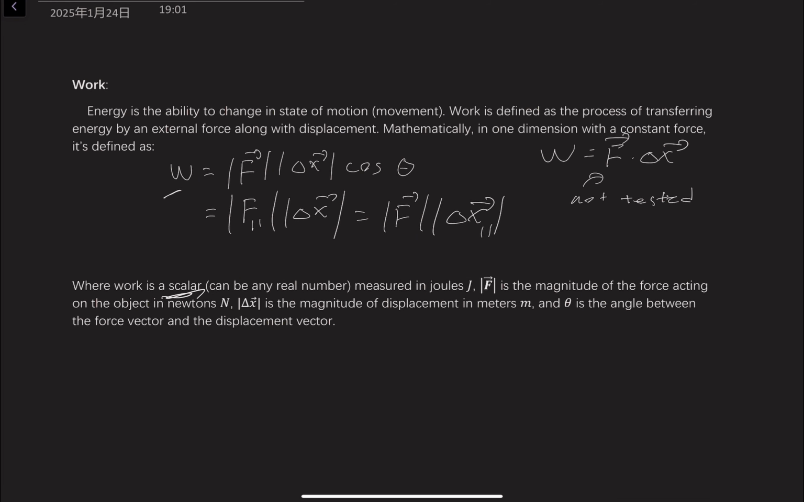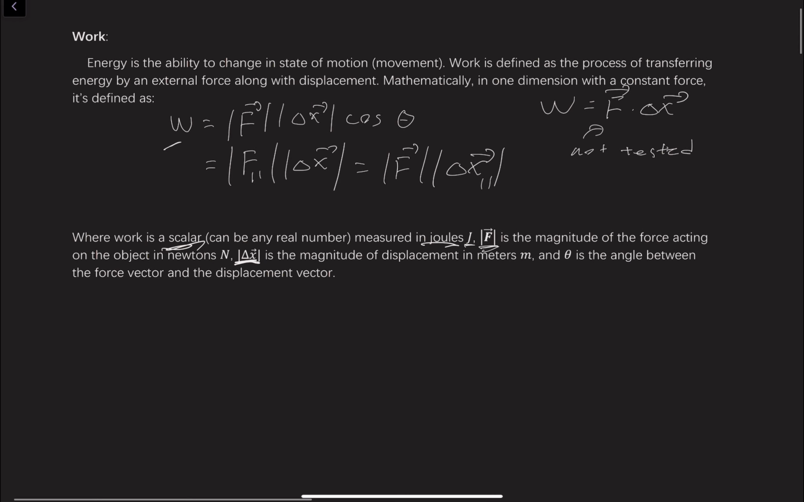The unit for work is joules, which can be denoted as capital J. This magnitude F is the magnitude of force acting on the object in newtons, N. This magnitude of delta x is the magnitude of the displacement vector in meters, and theta is the angle between the force vector and the displacement vector.